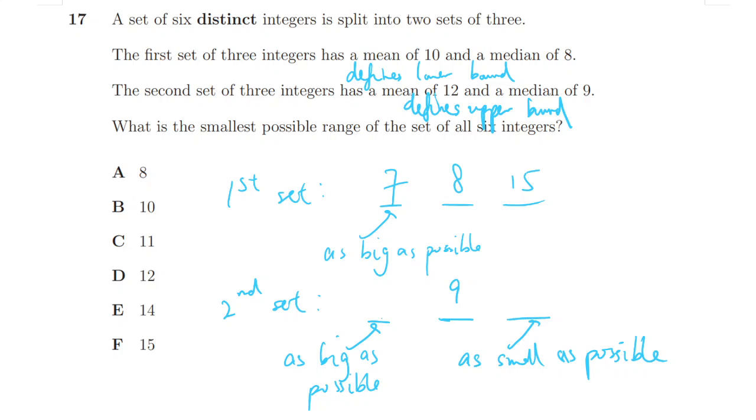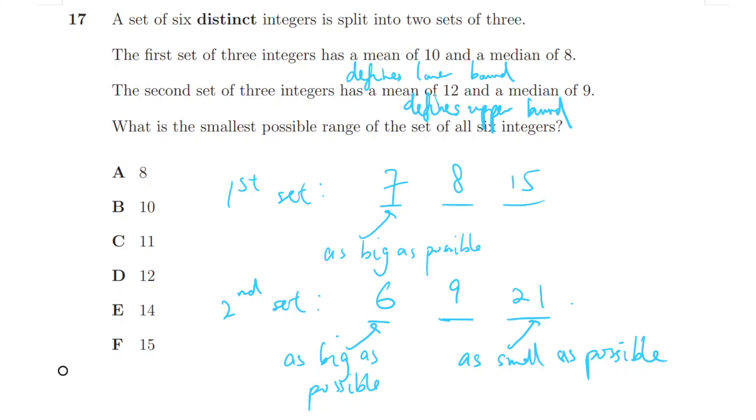So what can we pick? 8? Well, not really, because of distinctness. I can't pick 7 either, because I've used 7 in the first set. So I can only do 6. That's the best I can do. So 6 and 9, what's the last number? The mean is 12, so 12 times 3 is 36. 36 minus 6 is 30. 30 minus 9 is 21. So I can only do 21.